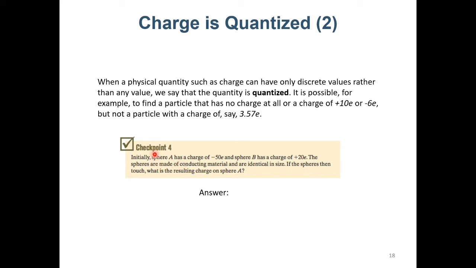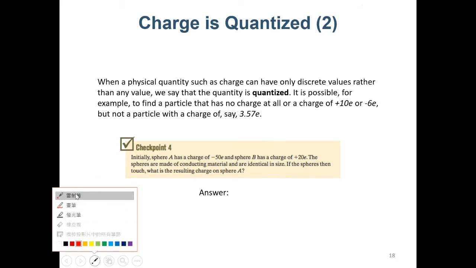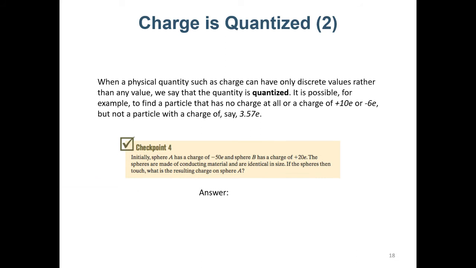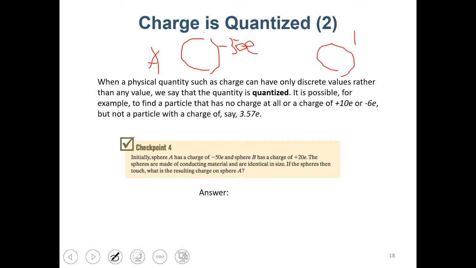So here's a checkpoint. Sphere A has a charge of minus 50e. Sphere B has a charge of 20e. Let me draw it. This sphere A has minus 50e. Sphere B has plus 20e.